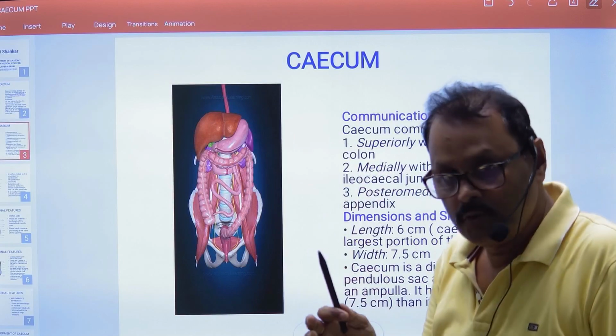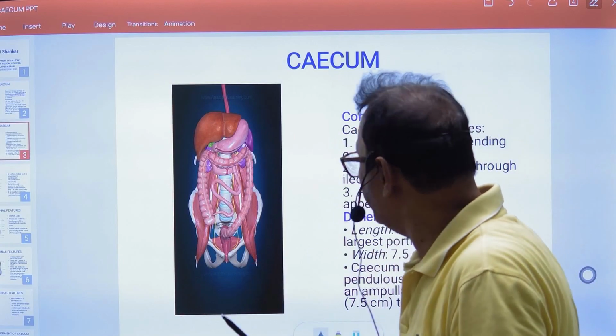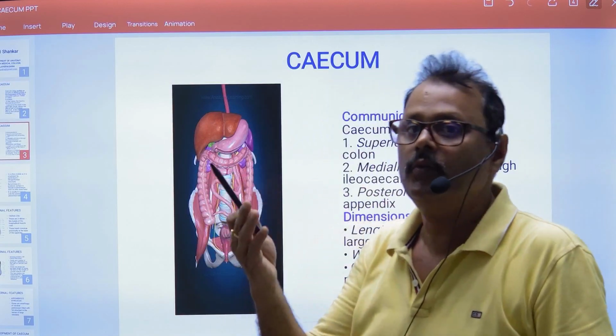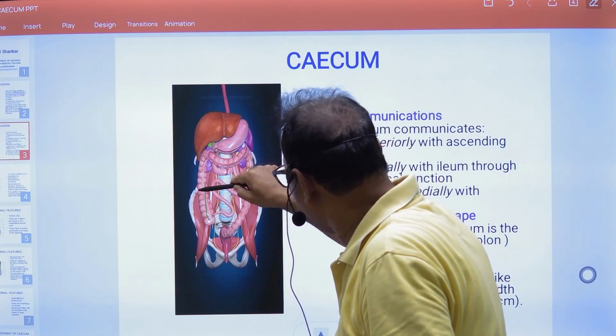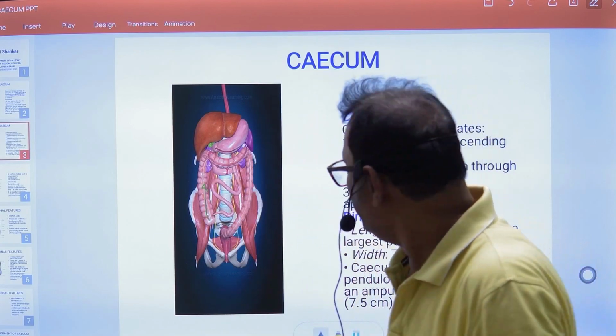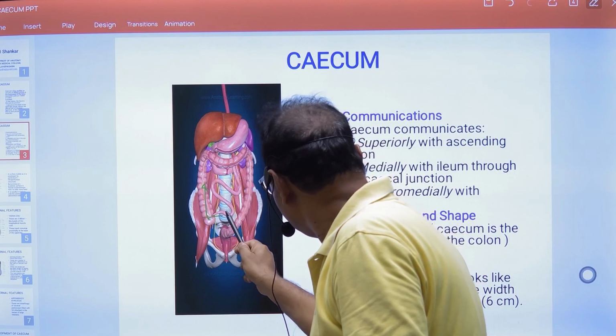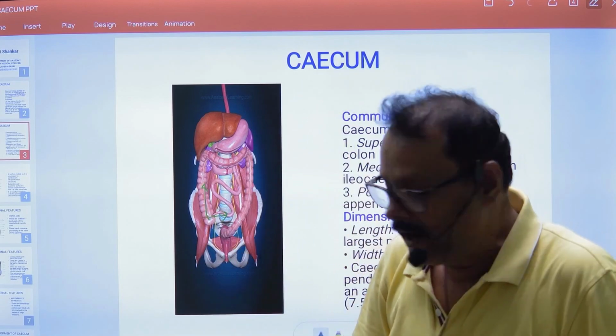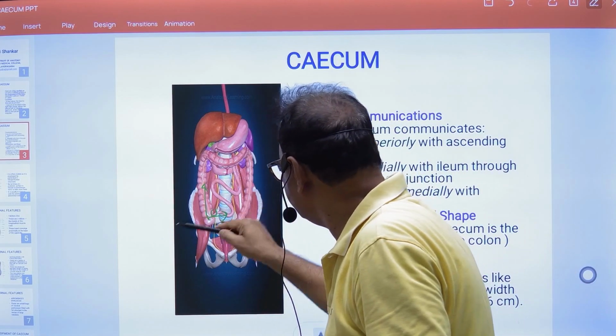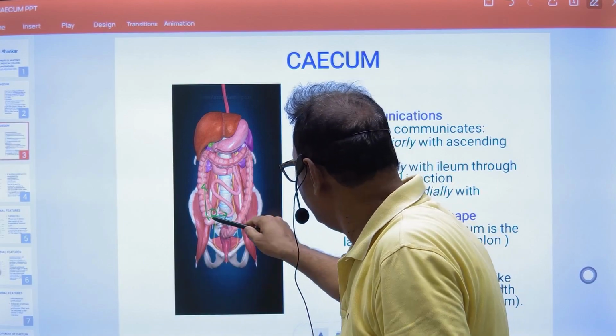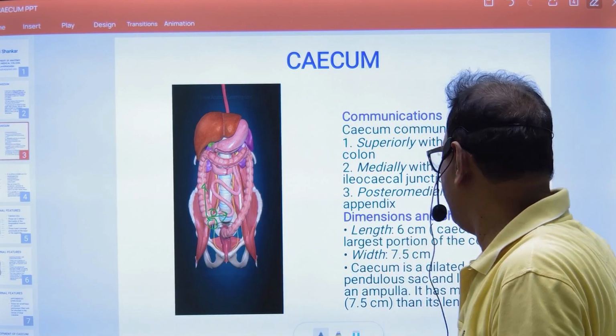Now it has three communications. One, it communicates superiorly with the ascending colon. It communicates medially with the ileum, at the ileocecal junction, and posteromedially it communicates with the appendix.